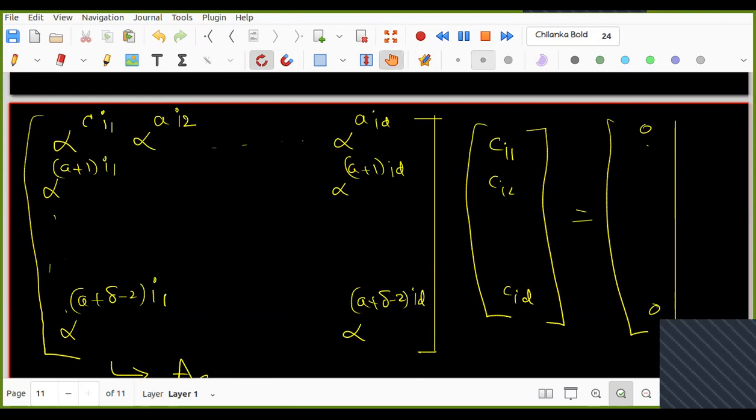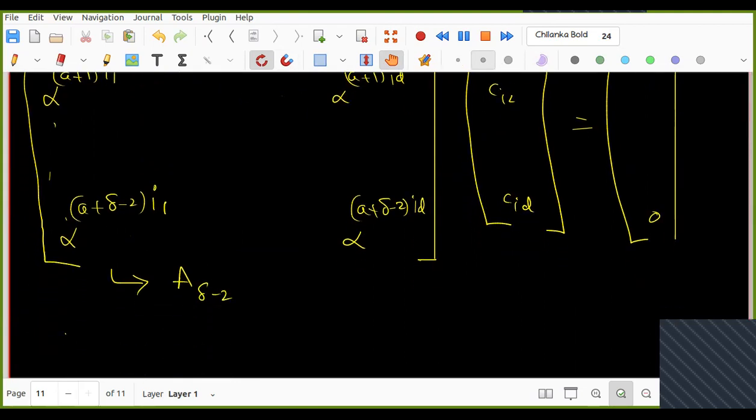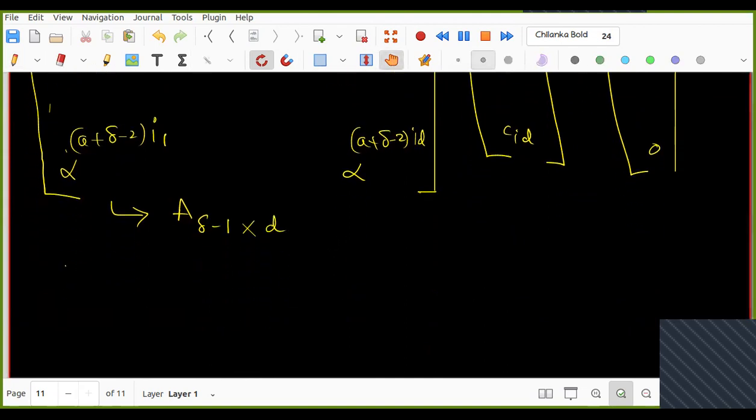So the count is delta minus 1, absolutely correct. Delta minus 1 cross, how many columns are there? That is the support size d, correct? Very good. So this is the size of that matrix.